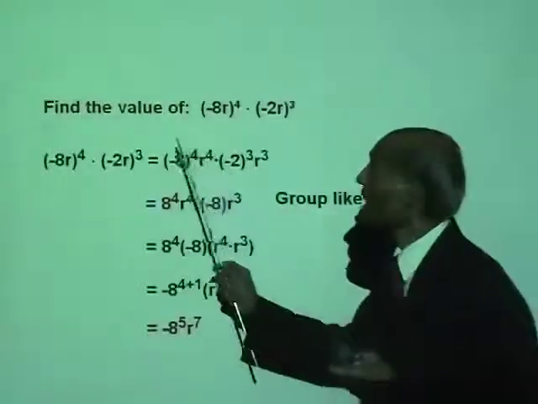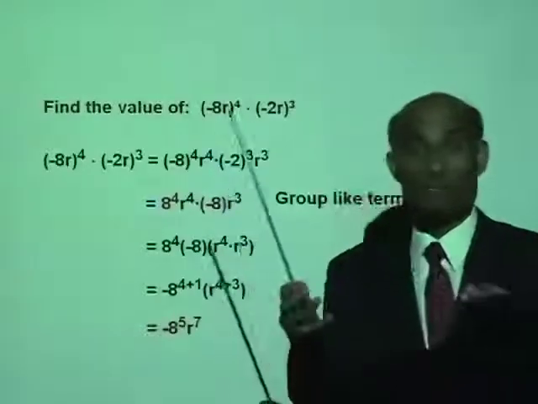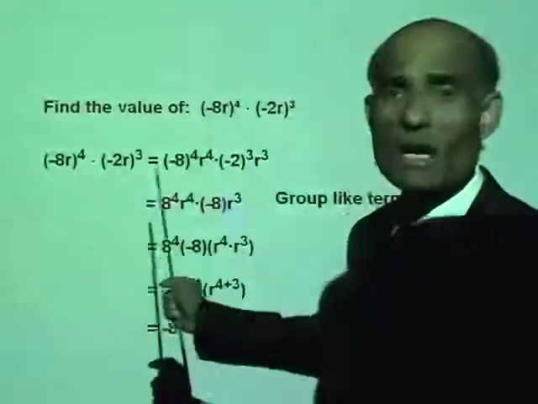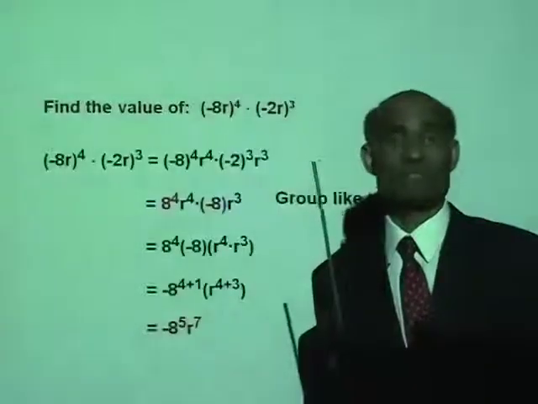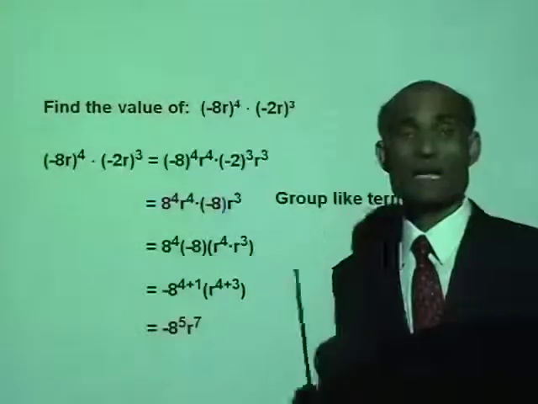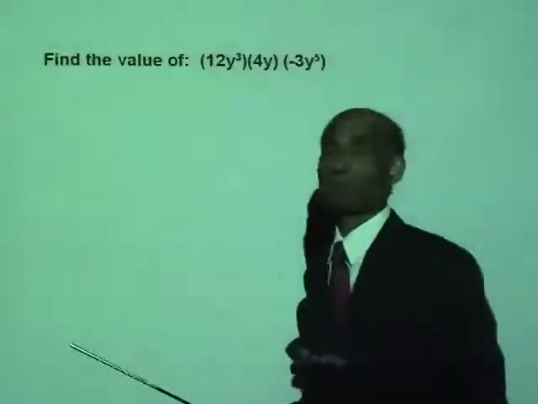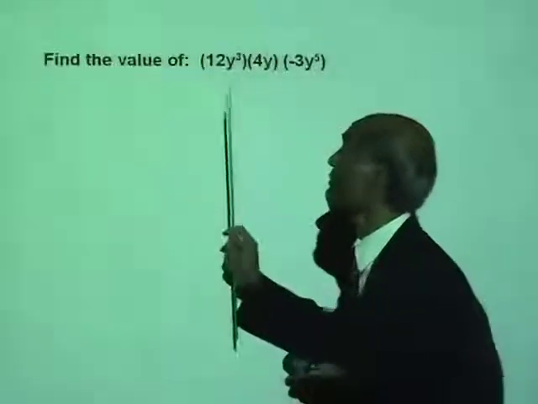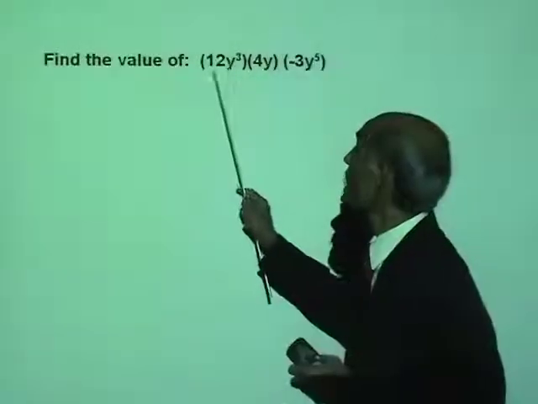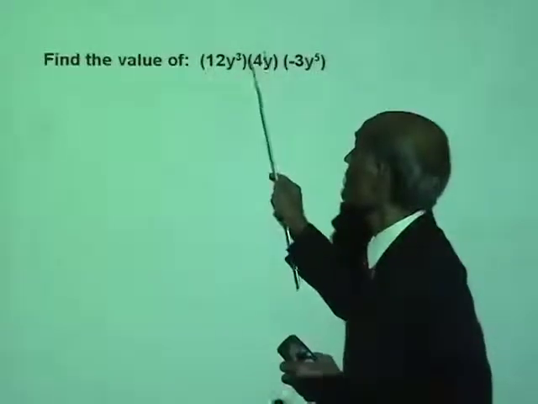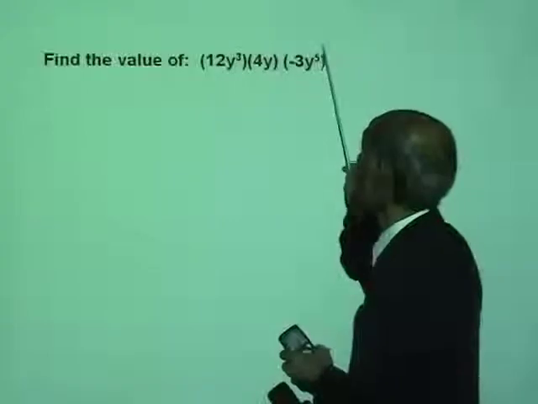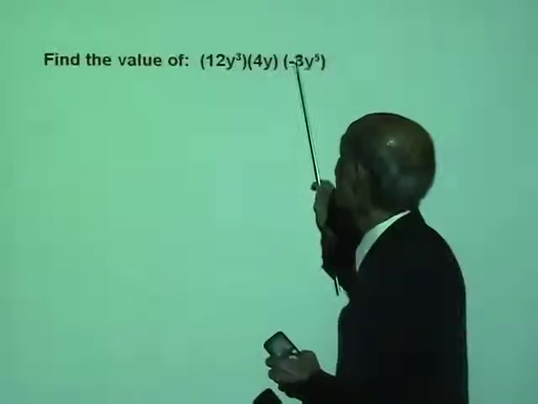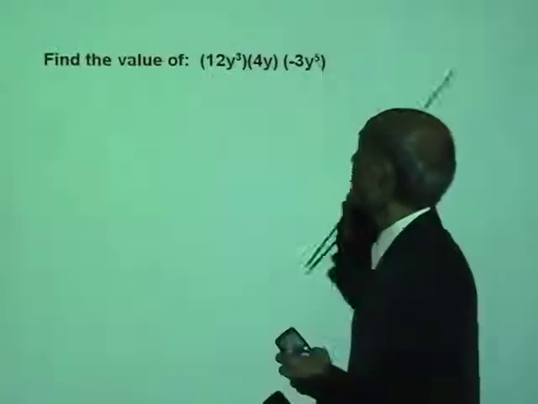Okay, you must practice this one more time. You must be very, very clear about how to multiply these kinds of expressions. Okay, let's do another one. Find the value of the quantity 12y cubed times the quantity 4y times the quantity negative 3y to the power 5.